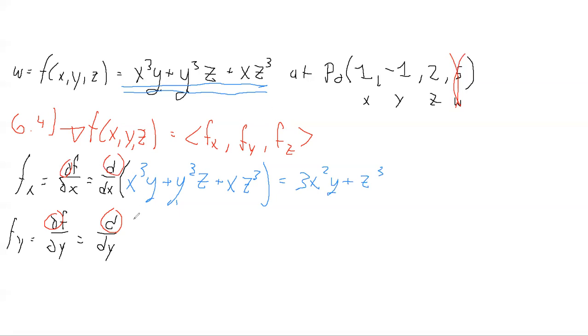Continuing, let me write this in blue now. Your x cubed y plus y cubed z plus x z cubed. Now you're going to take the derivative with respect to y. So this is just going to be x cubed because there's a y value in there, and the derivative of y is just 1, plus 3y squared z. There's no plus after that because there's no y value here, so it'll just be 0. So that's your y.